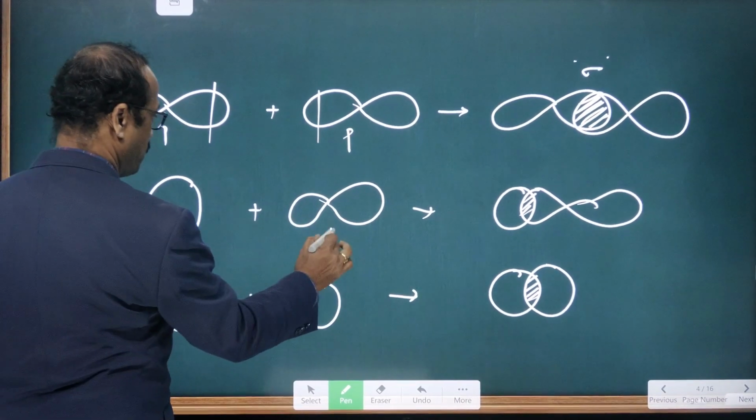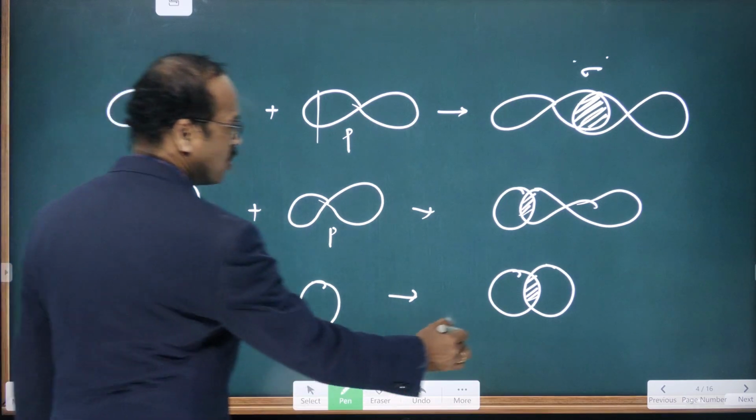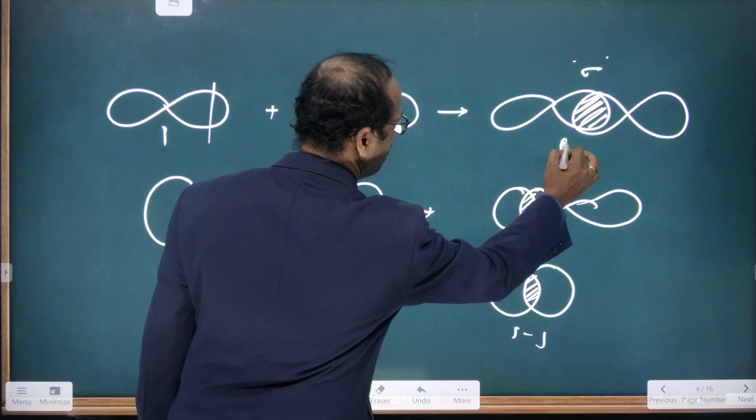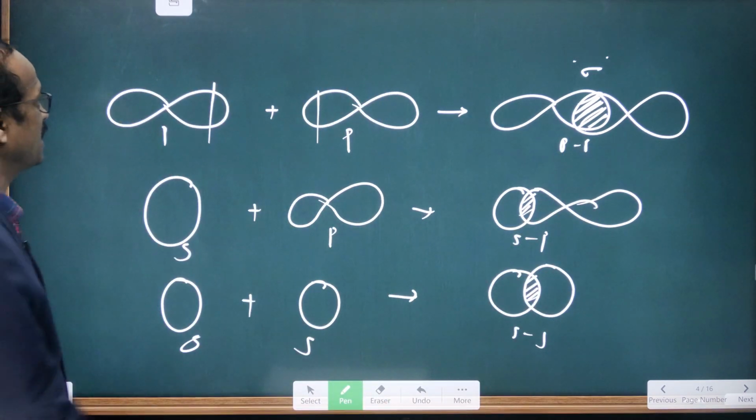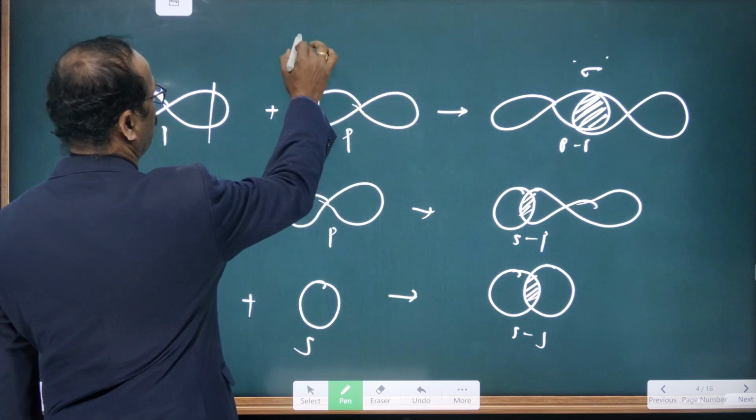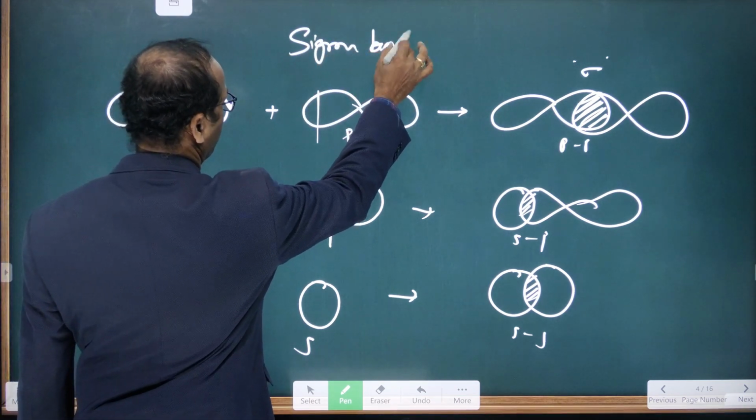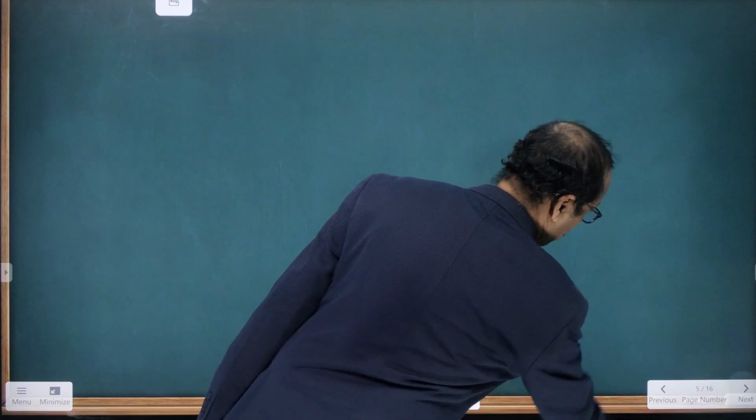This is S and P, this is S and S. So S is a sigma bond. This is called SS sigma bond, this is called SP sigma bond, and this is PP sigma bond. Okay, so these are examples for the formation of a sigma bond. So how is a sigma bond formed? End on end overlap.